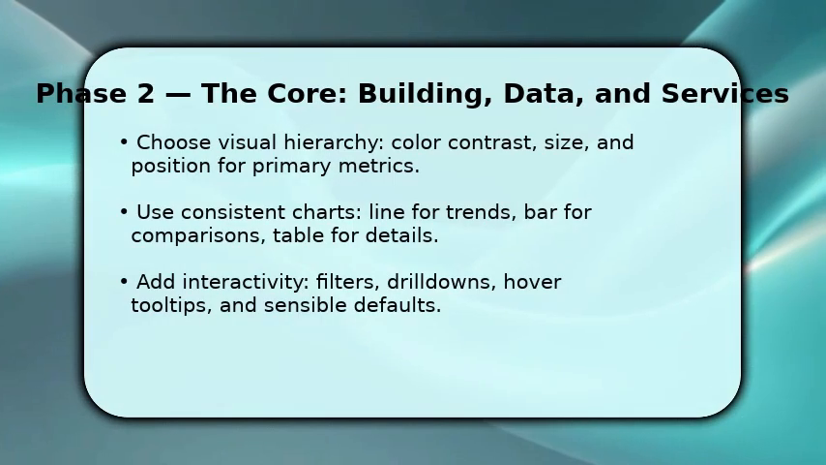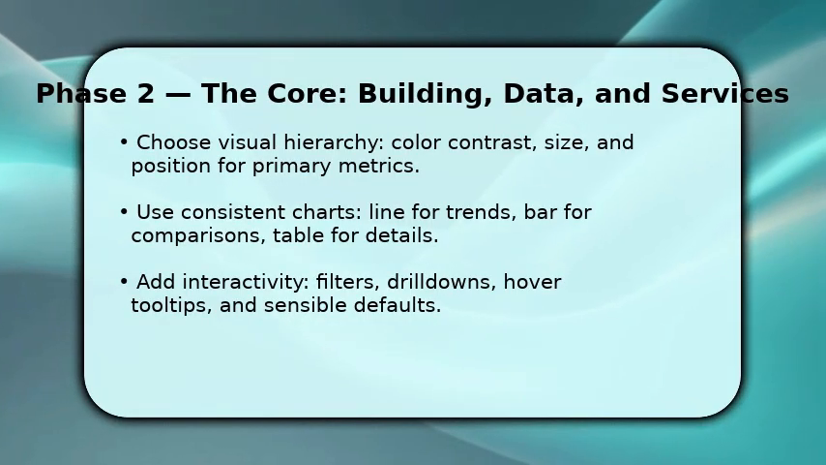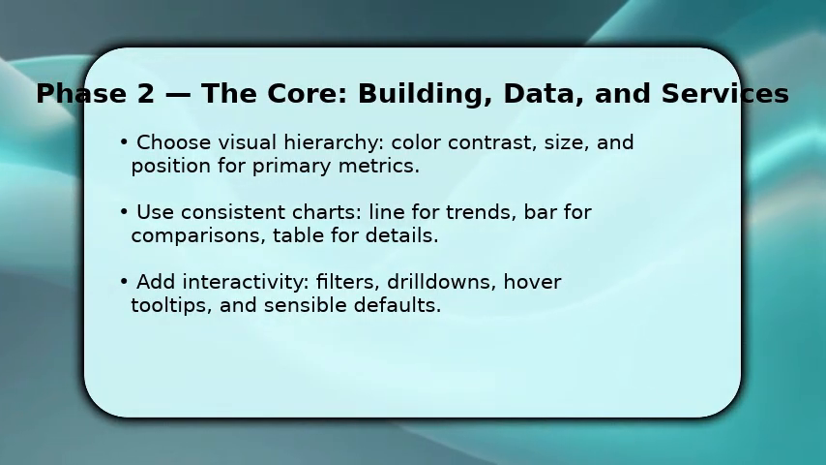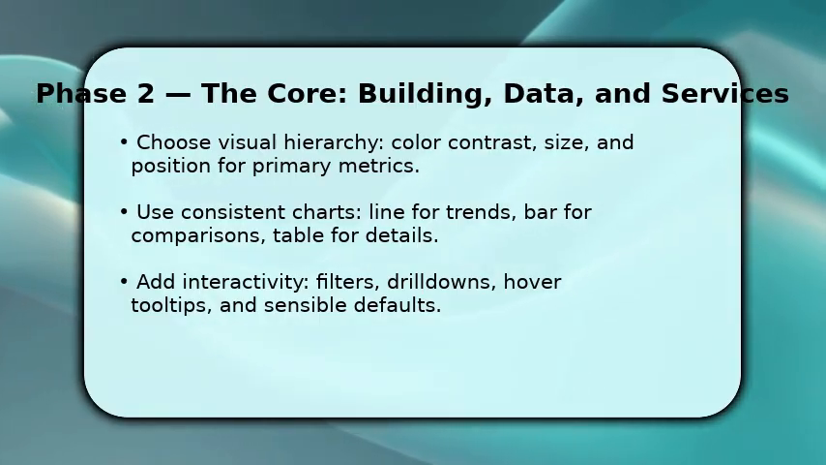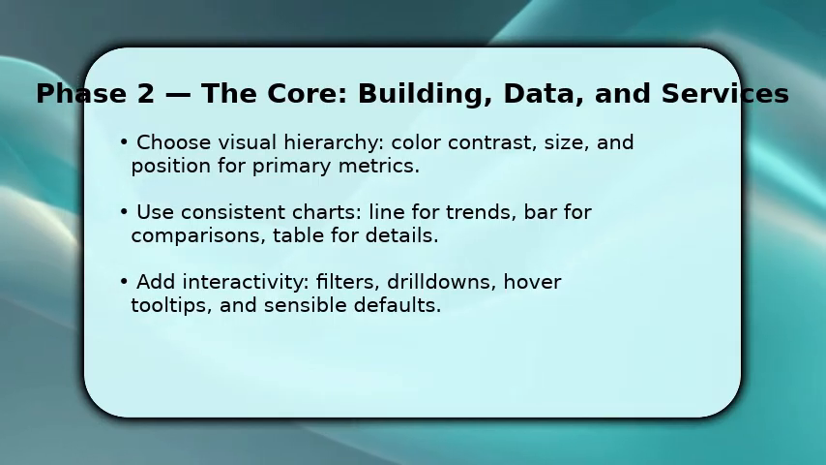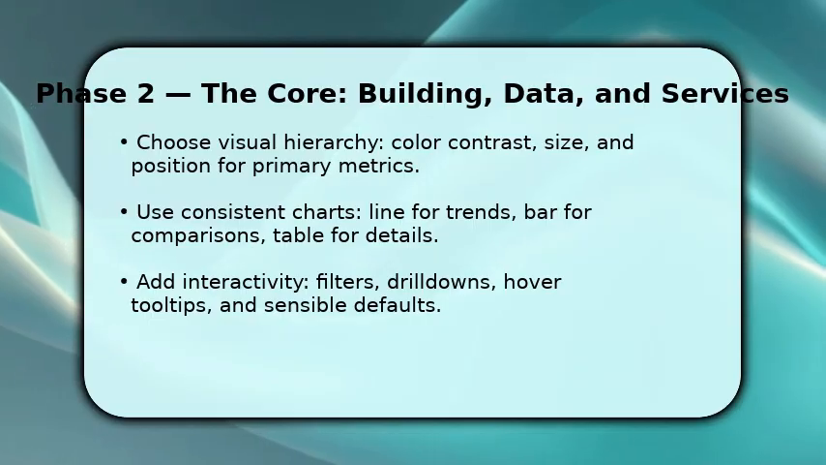You now refine design and interaction. Begin by establishing visual hierarchy. Use color contrast and size so primary metrics pop and place them top left for natural scanning. Once hierarchy is set, standardize chart types. Use lines for trends, bars for comparisons, and tables for granular rows.